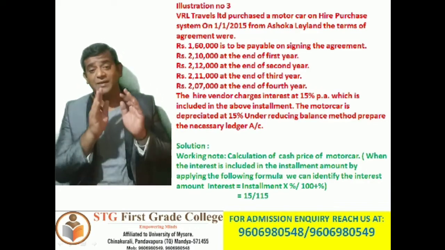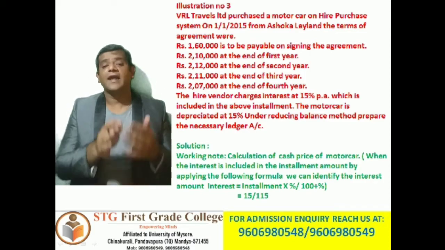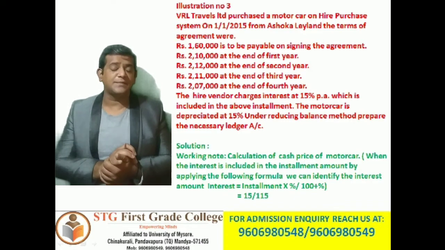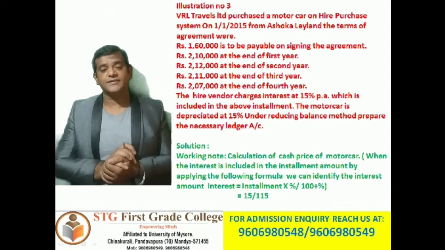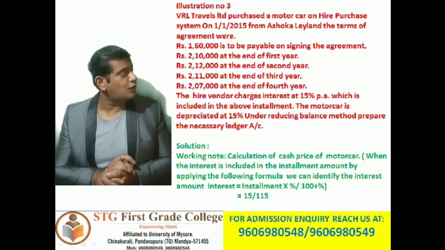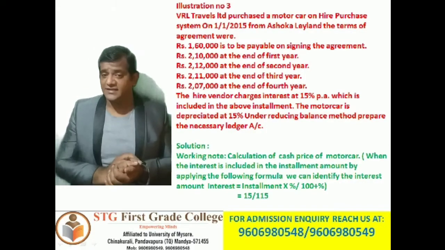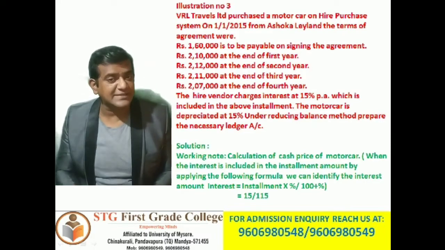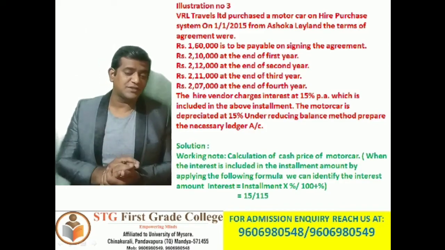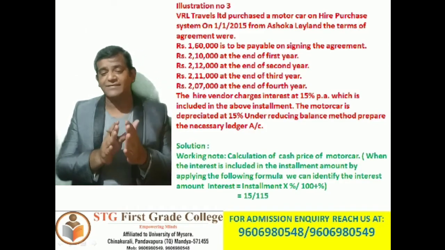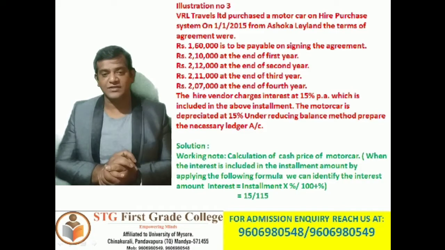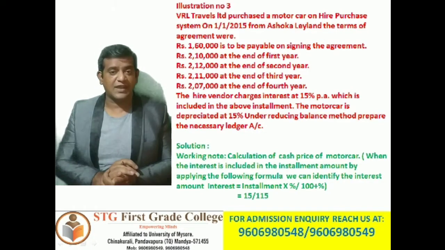Rupees 2,12,000 at the end of second year, and rupees 2,11,000 at the end of third year. So the third year installment is rupees 2,11,000. Next, rupees 2,07,000 at the end of fourth year. So 4 years installment amount is given. That is down payment 1,60,000, 2,10,000 first year installment, then 2,12,000 second year installment, 2,11,000 third year installment, and 2,07,000 at the end of fourth year. So these are the terms which they have quoted.